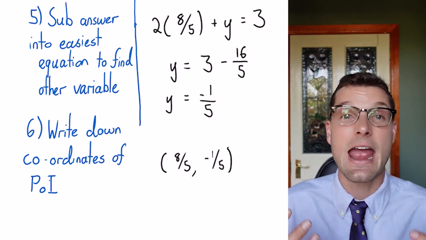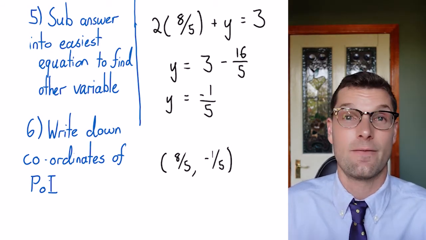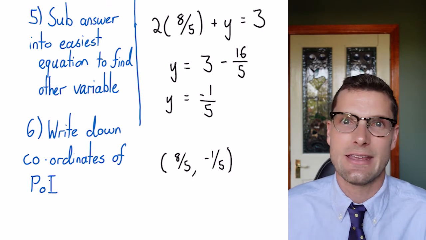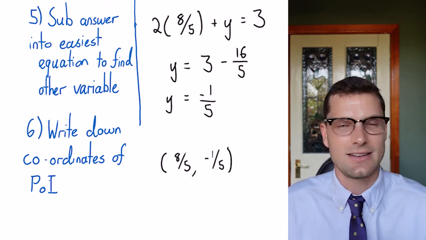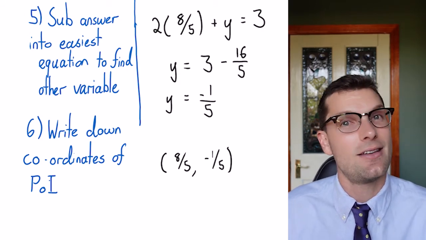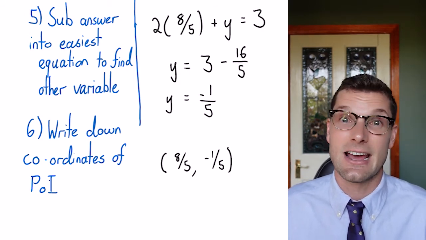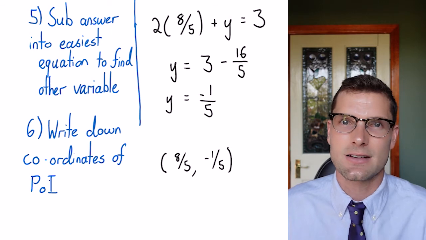This is how the marker knows that you've got it fully done and they don't have to go searching for the answer. They'll just see that and go, oh yeah, they must have done all the working out correctly. Tick, tick, tick. So if you don't write it as that final coordinate, it does make it a little bit harder to get full marks.